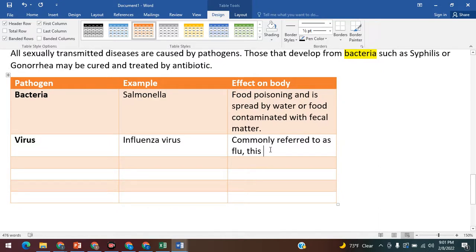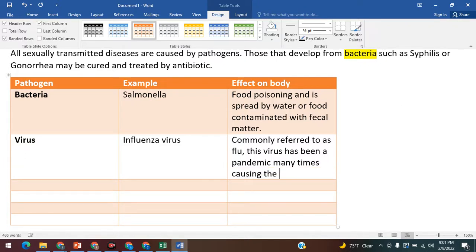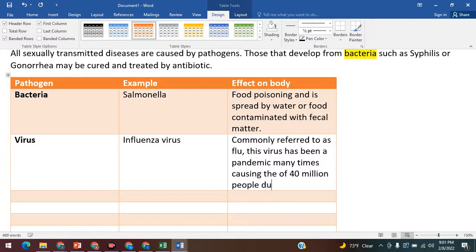Influenza, commonly referred to as flu. This virus has been a pandemic many times, causing the death of 40 million people during 1918.